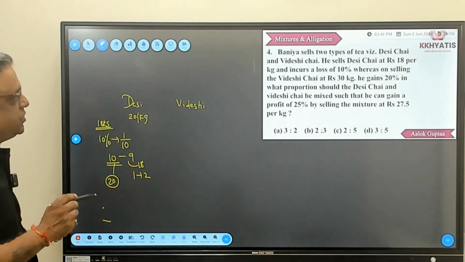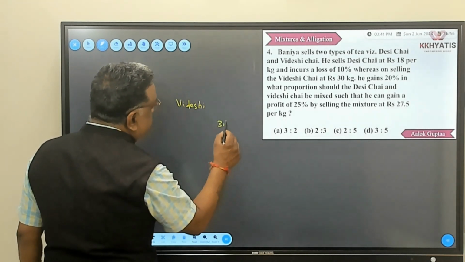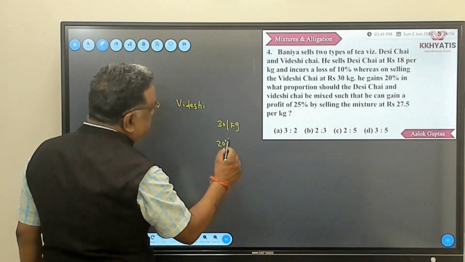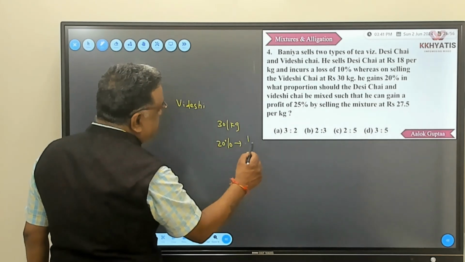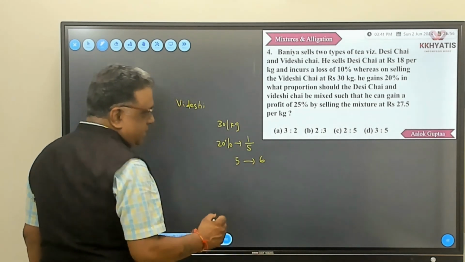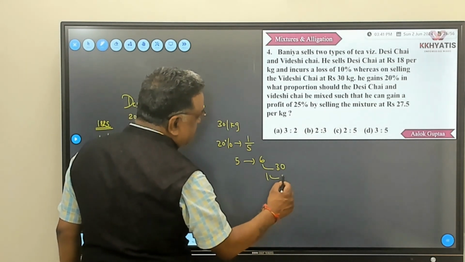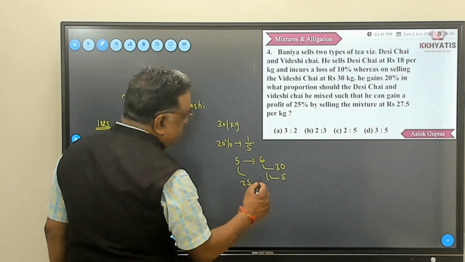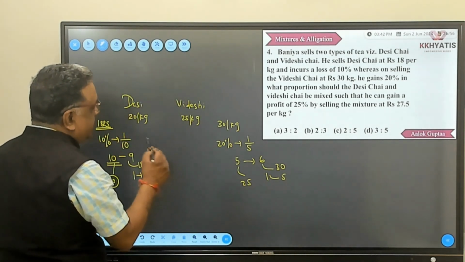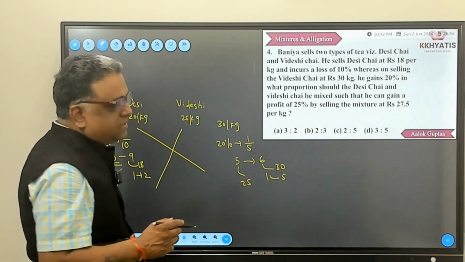Now let's come to Videshi Chai. Videshi Chai, he sells 30 per kg. That is the selling price. And he gains 20%. Which means in terms of fraction, it is 1/5. मतलब 5 का cost होगा तो उसने 6 में बेचा, और ये 6 की वैल्यू उसने 30 दे रखी है, तो 1 की वैल्यू 5 होगी, तो 5 की वैल्यू 25 होगी, which means the cost price of Videshi Chai is 25 per kg. Now he mixes and sells it at 27.5 rupees.